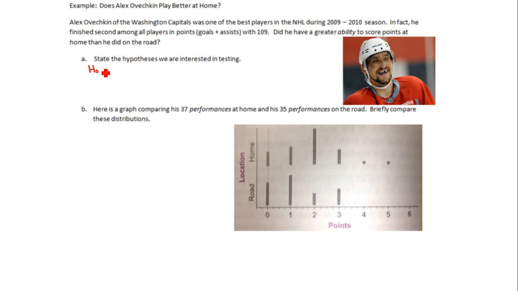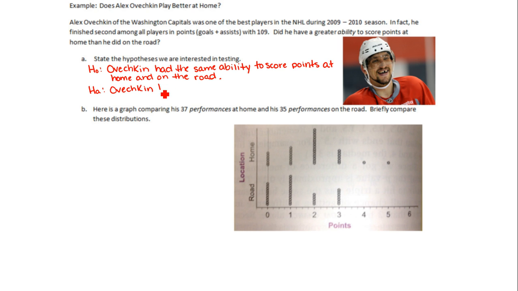So the hypotheses, our H0, will be Ovechkin had the same ability to score points at home and on the road. Our HA, Ovechkin had a greater ability to score points at home than on the road.